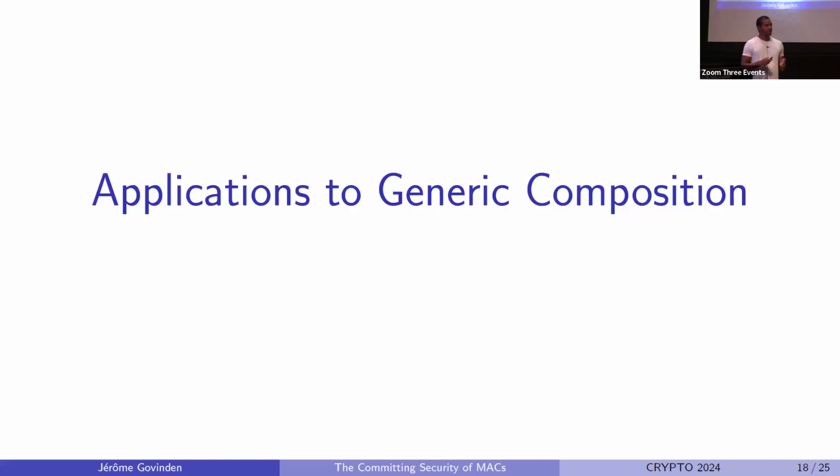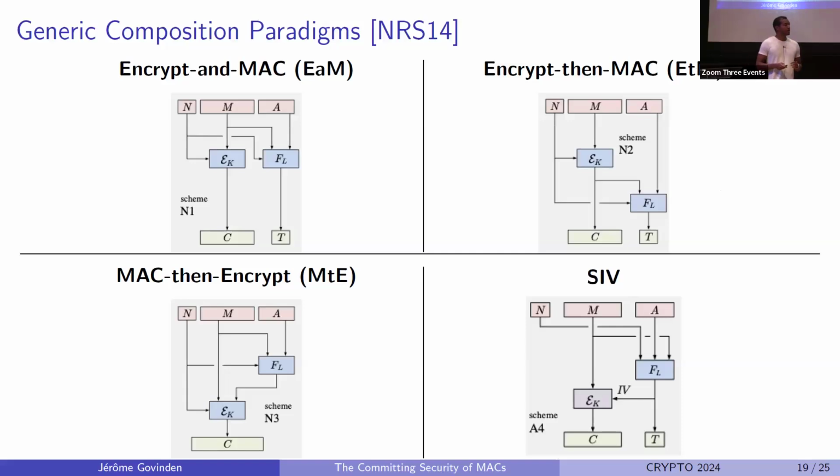Now, due to the intrinsic relationship that exists between an AEAD and a MAC, we decided to revisit the security of generic composition, where generic composition consists of combining an encryption scheme that provides confidentiality with a MAC that provides authentication to build an authenticated encryption scheme. The first to formally study generic composition were Bellare and Namprempre. However, Namprempre, Rogaway, and Shrimpton later took a look at its more modern formalism, which is to build a nonce-based authenticated encryption from the combination of a MAC and an IV-based symmetric encryption scheme. The main paradigms extracted from the paper are shown here: encrypt-and-MAC, encrypt-then-MAC, MAC-then-encrypt, and SIV.